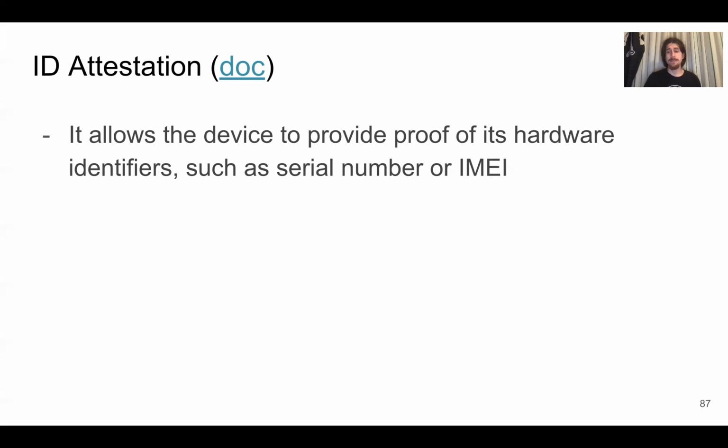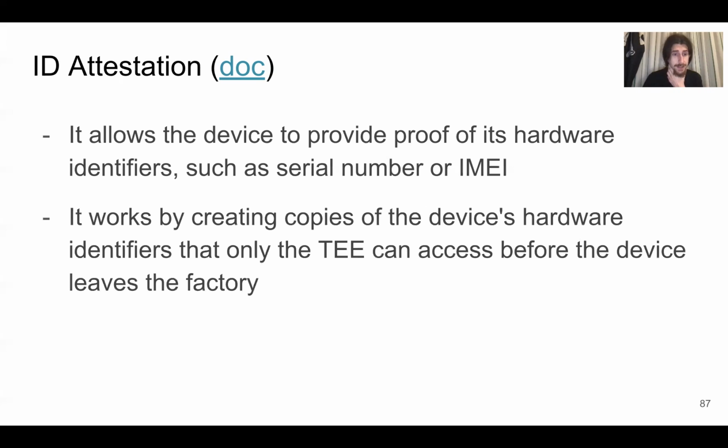It's tricky, right? Because an IMEI is just a number. So an application can just come up with some random number and send it to the server. How can a server know if this is the real IMEI? It's tough. ID attestation comes to the rescue.